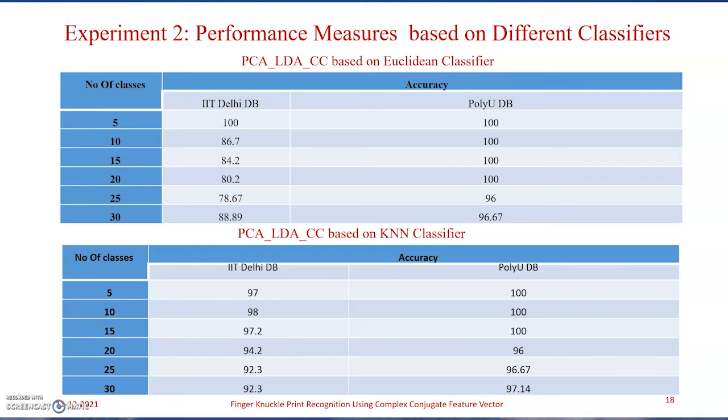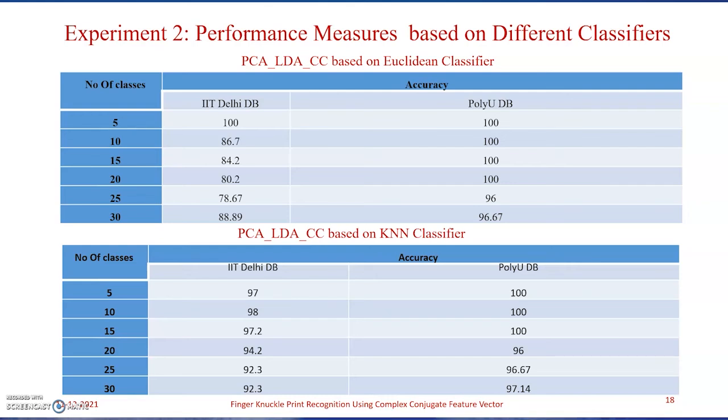For 5 users, it has scored 100% accuracy for the PolyU dataset, and for IIT also, for only 5 users it has scored 100%. For 30 classes, where each class contains 5 users, almost 150 users, the IIT has scored 89% for the Euclidean classifier, and 96.67% for the PolyU database for the Euclidean classifier.